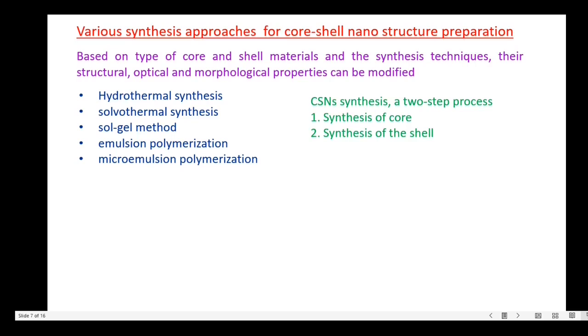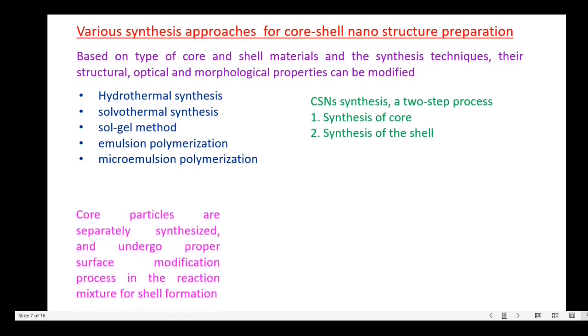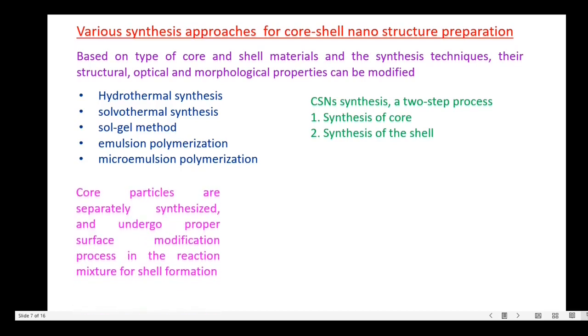One is the synthesis of the core, the second one is the synthesis of the shell material. So during the synthesis, the core particles are separately synthesized and undergo some proper surface modification. After that, the shell material with the desired thickness is coated on the core particle.